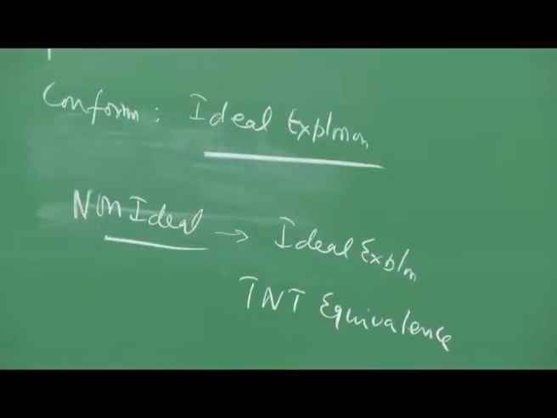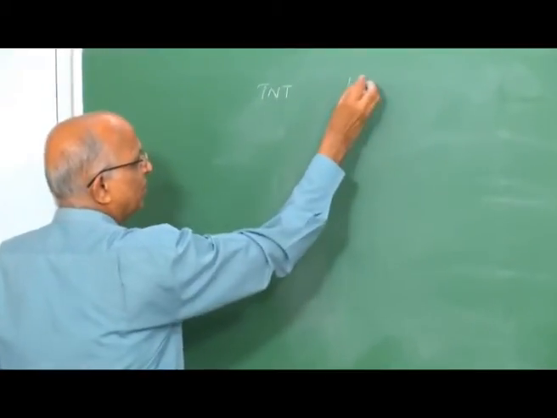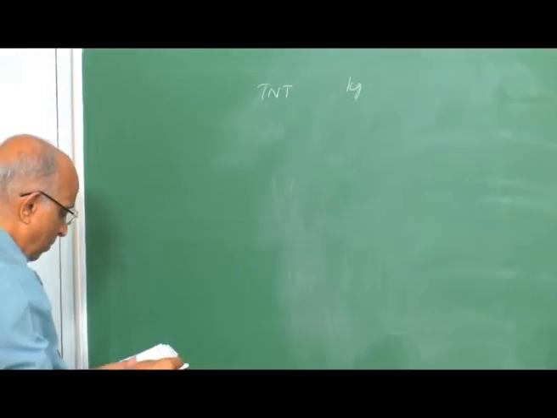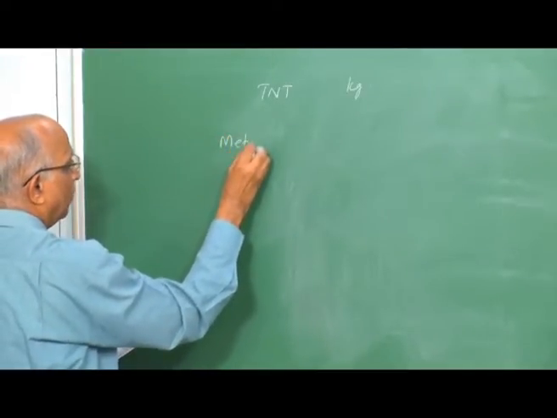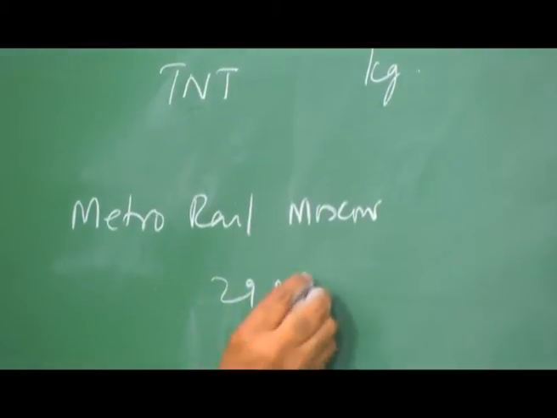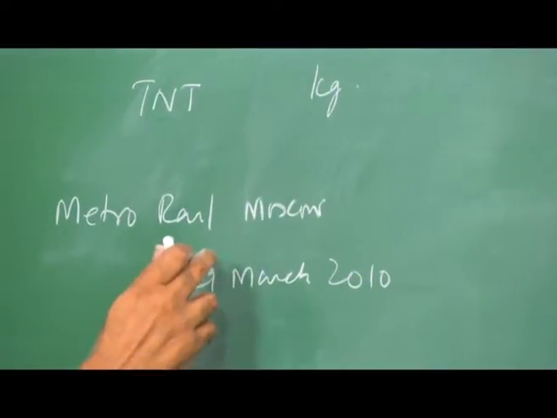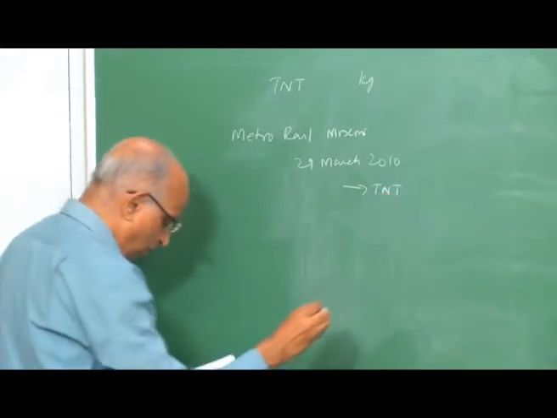Let us do this, but before I do this, let me give one or two small examples. Whenever any explosion occurs anywhere, when some news comes of the explosion, automatically we say the TNT equivalence of the explosion is so much kg. Let me take one particular example: an explosion in the metro rail in Moscow on 29th March 2010. Some Chechen rebels planted a bomb in the metro rail and it killed a few people. What was reported was that the metro rail explosion in Moscow had a TNT equivalence of 4 kg.